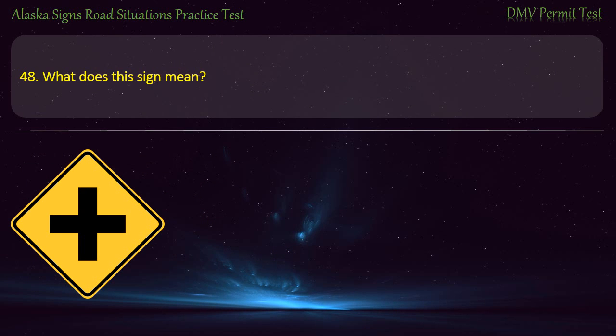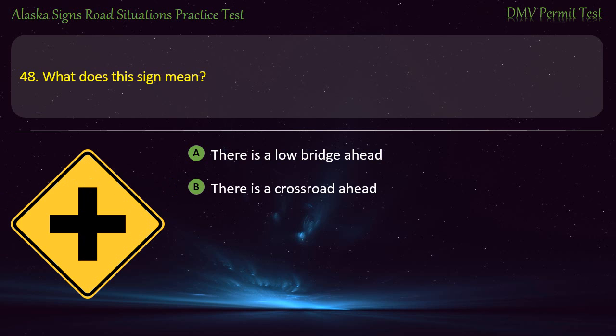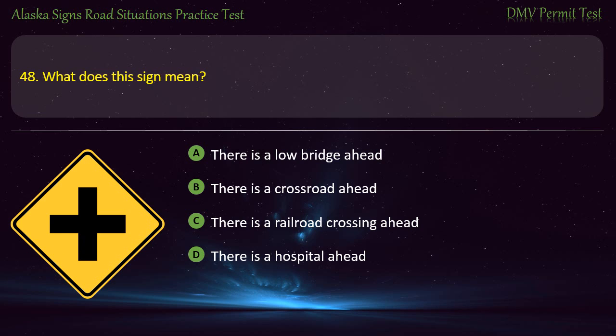Question 48. What does this sign mean? There is a low bridge ahead. There is a crossroad ahead. There is a railroad crossing ahead. There is a hospital ahead. Answer. There is a crossroad ahead.